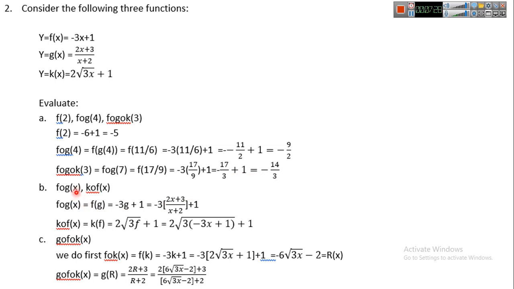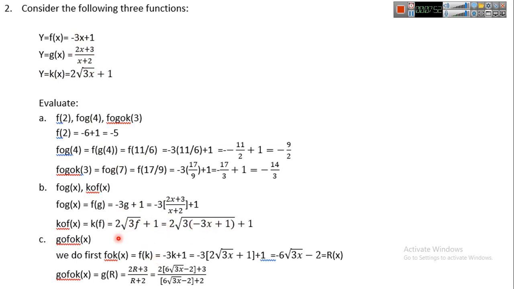I want f of g of x. It's f of g. I go to f, I replace x by g, minus 3g plus 1. But g is this whole expression, so I replace it here, plus 1. I want k of f of x, so k of f, so I go to k, I replace this x by f, and f is nothing else than this whole expression.